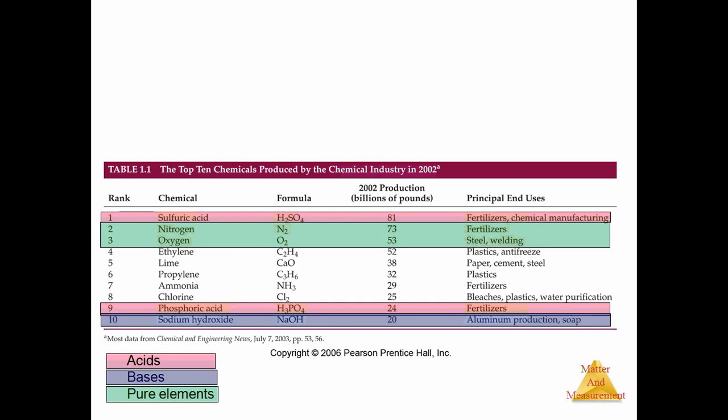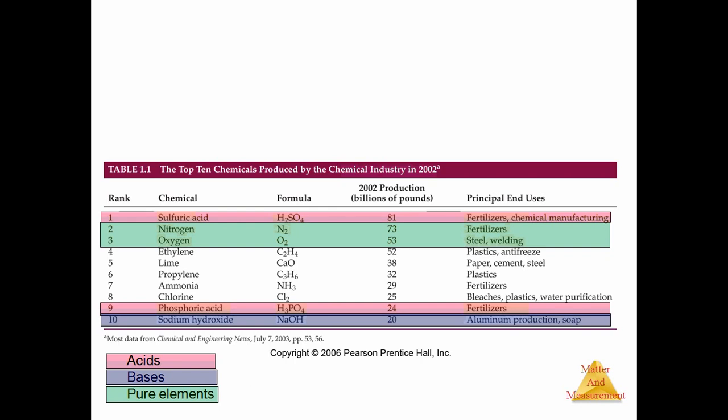All right, what you should see before you is a list of the chemicals that were produced in industry during 2002, and what should stand out is just the proportion of production that relates to the acids, bases, and pure elements respectively. Notice that sulfuric acid, represented by the chemical formula H2SO4, predominates and has the most production in pounds, and it's used primarily for fertilizer and chemical manufacturing. In fact, you can find sulfuric acid in your basic industrial Drano, which you use to unclog drains.